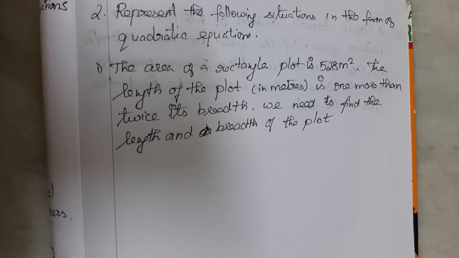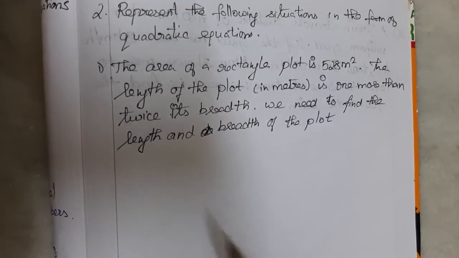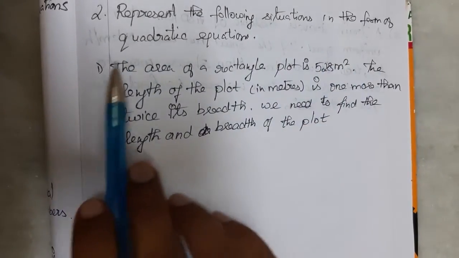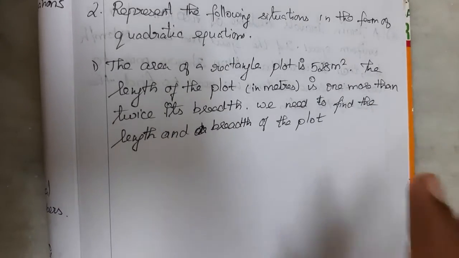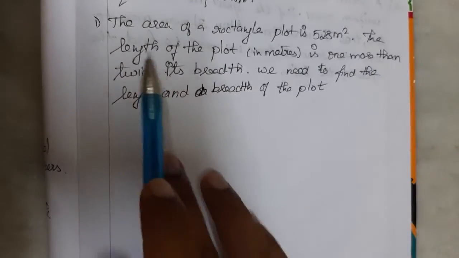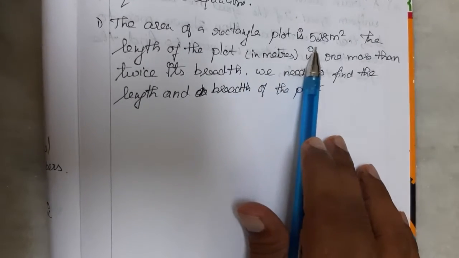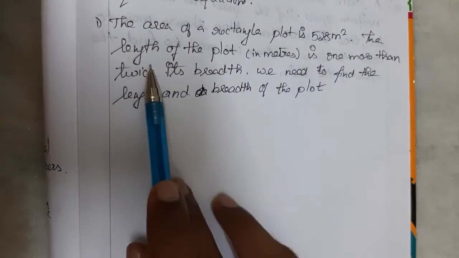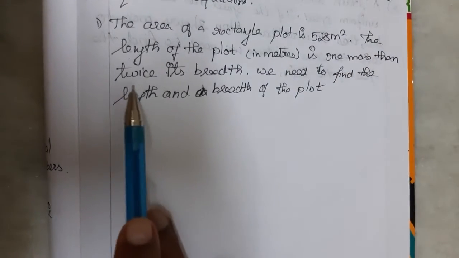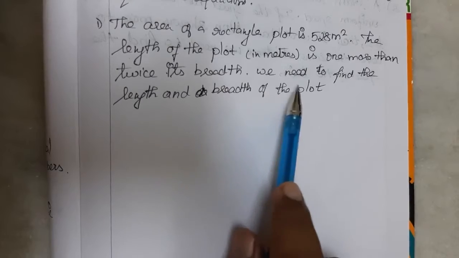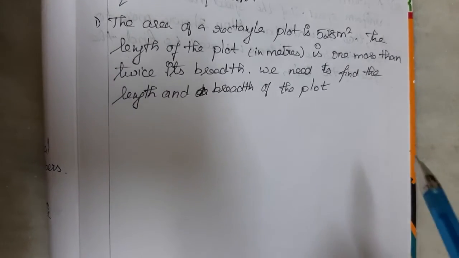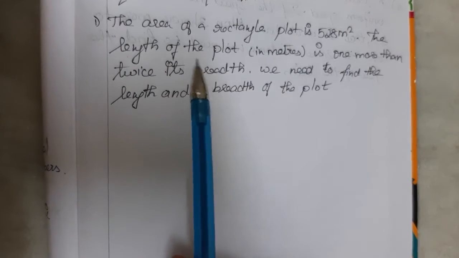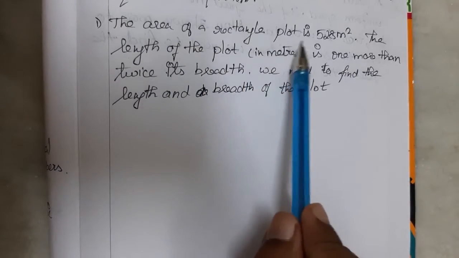The word problem: converting it into quadratic form. Represent the following situation in the form of a quadratic equation. We just want to represent the situation as a quadratic equation, that's it. The area of a rectangular plot is 528 meters square. The length of the plot in meters is 1 more than twice its breadth. We need to find the length and breadth of the plot. Clear?